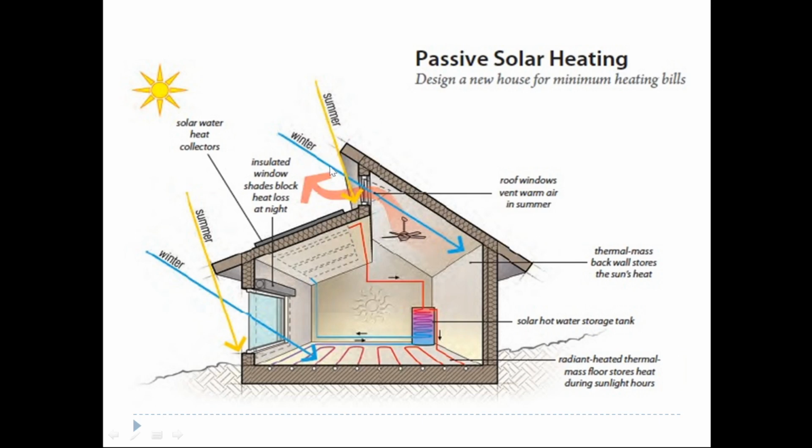During the summer, the solar energy will be coming like this. The position of the sun will be high in the sky, so it will be directly falling on the roof. So it will not enter inside the room. But in the winter, when the sun is low in the sky, the thermal radiation will be allowed to enter the room. These blue arrows show that.